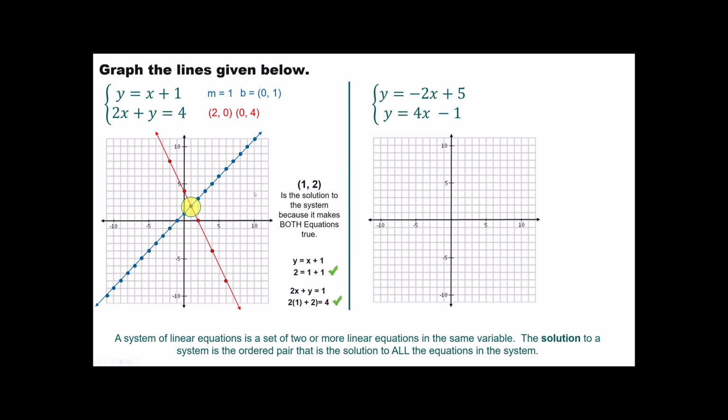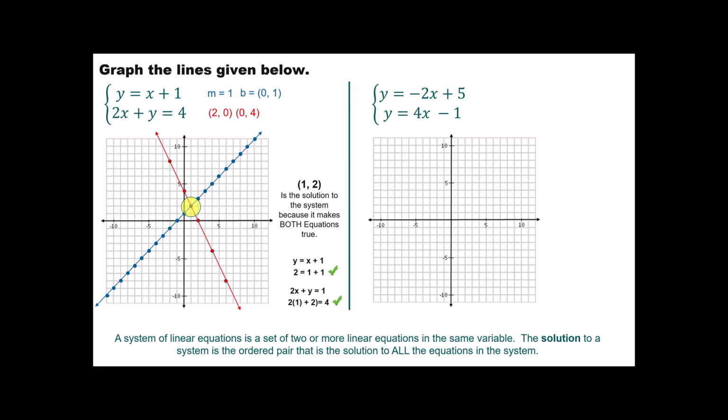You see, when we talk about systems of linear equations, what we're doing is we're going to take two or more linear equations in the same variable. I would go ahead and circle that word same. The solution to a system is the ordered pair that is the solution to all, and I would circle the word all, the equations in the system. Since (1, 2) makes both of these equations true, it is the solution to our system. And that basically is the big idea behind what we're trying to do today.